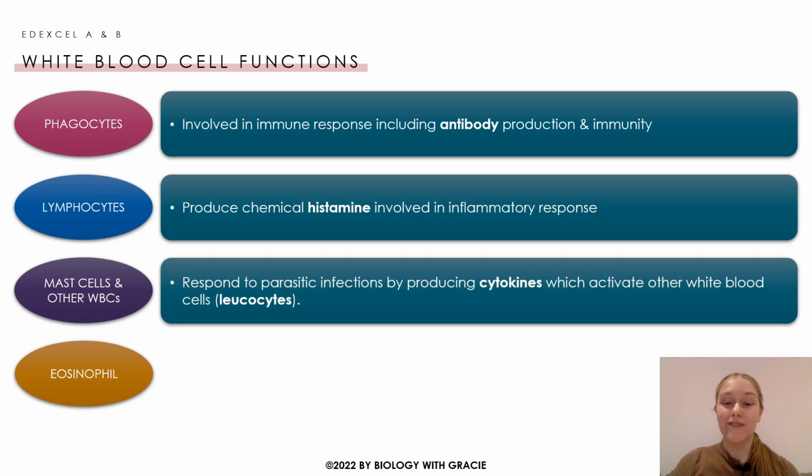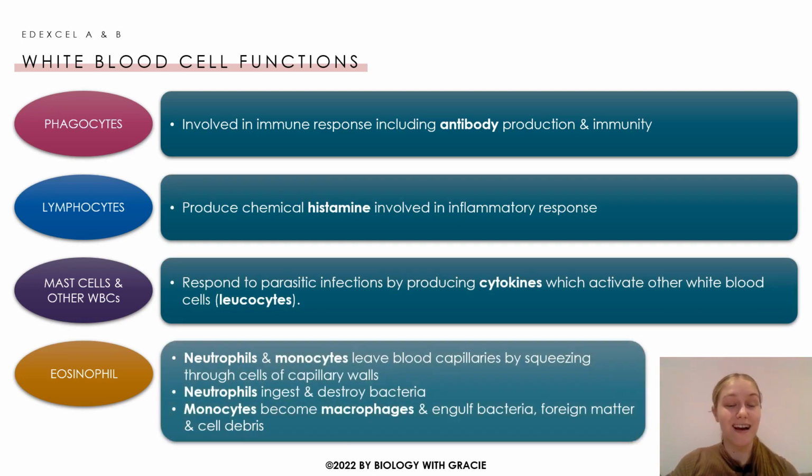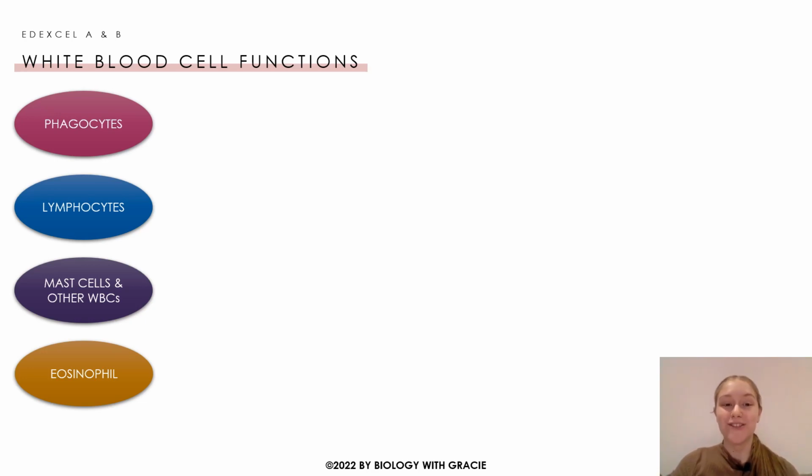Respond to parasitic infections by producing cytokines which activate other white blood cells known as leukocytes. And then we've got: neutrophils and monocytes leave blood capillaries by squeezing through cells or capillary walls. Neutrophils ingest and destroy bacteria. Monocytes become macrophages and engulf bacteria, foreign matter and cell debris. So see if you can match those statements, or those functions, up with the correct white blood cell group. Now we're going to go on to the answers.